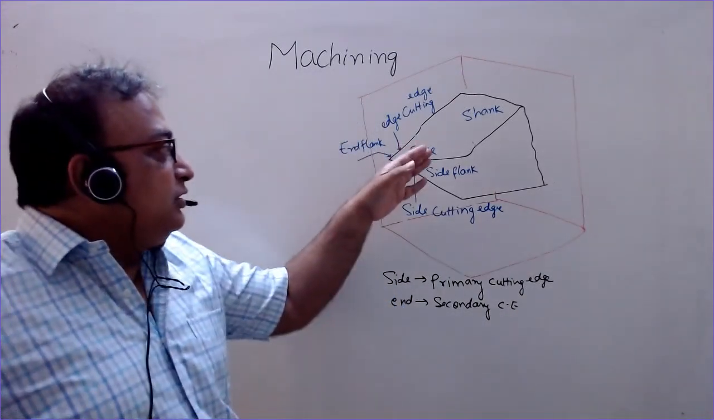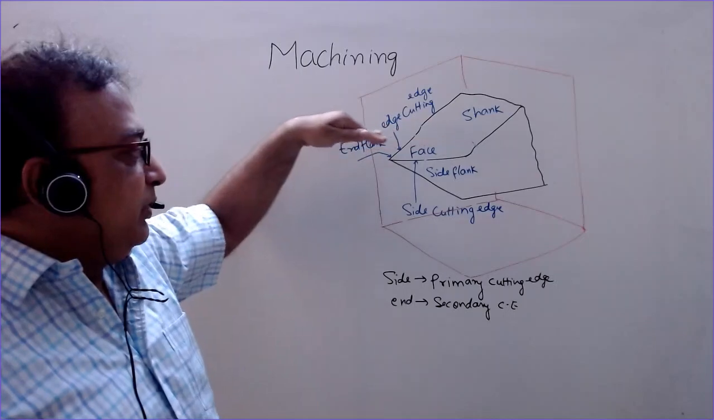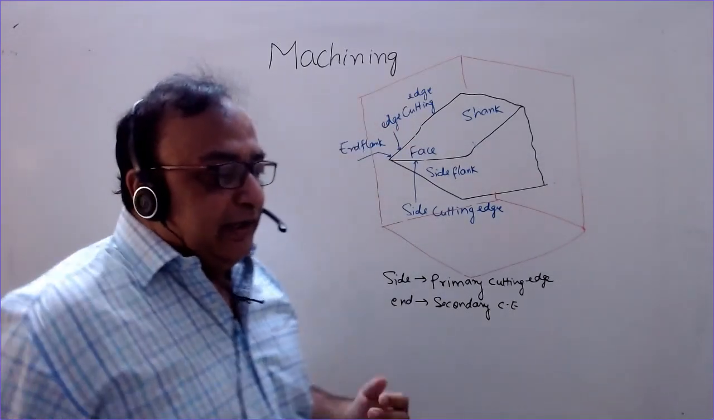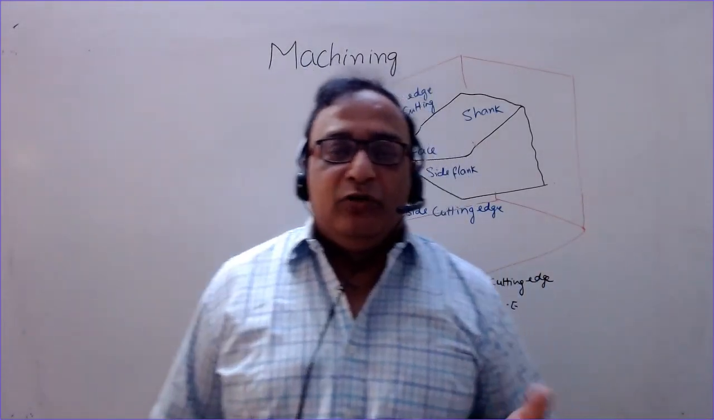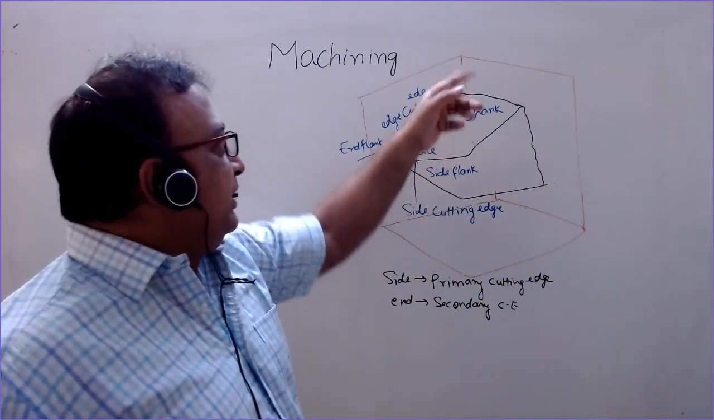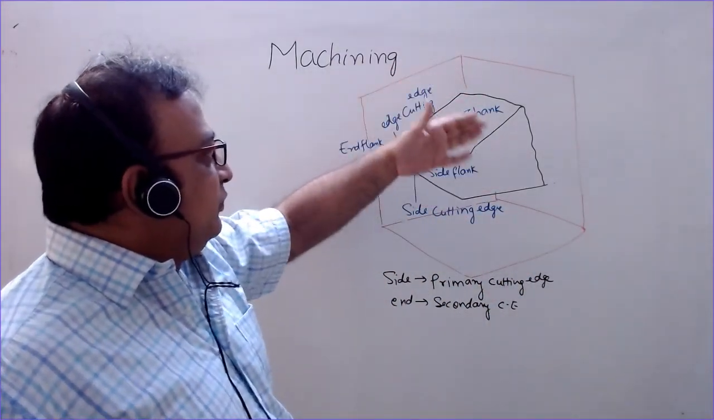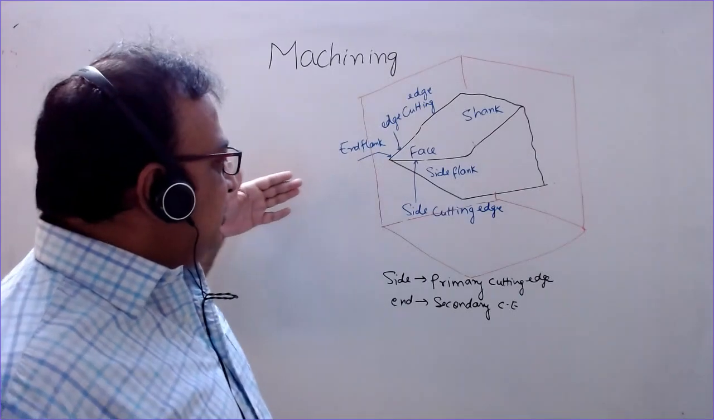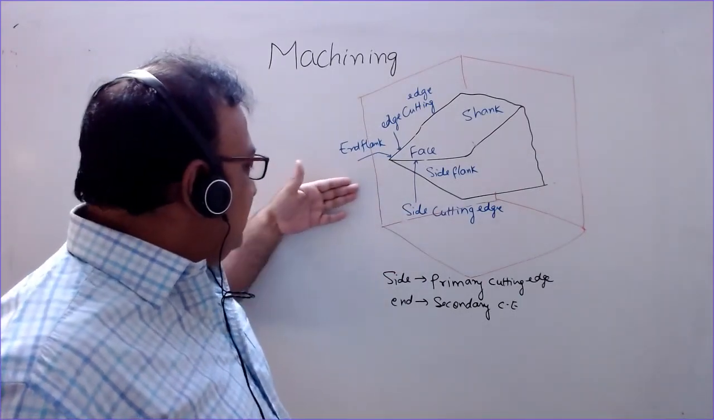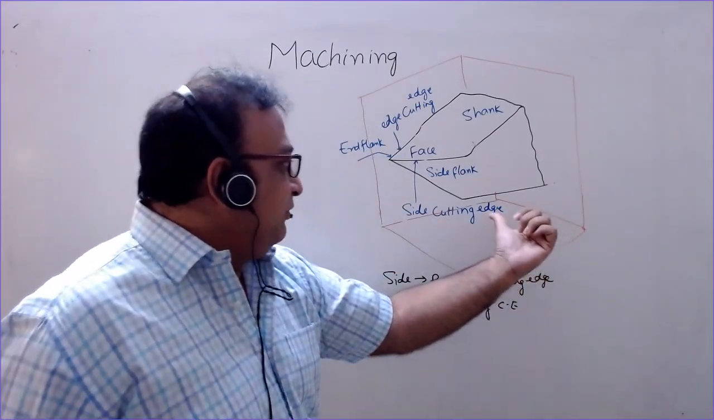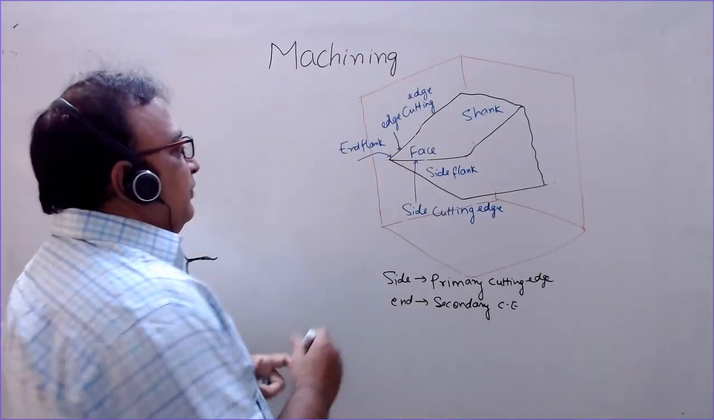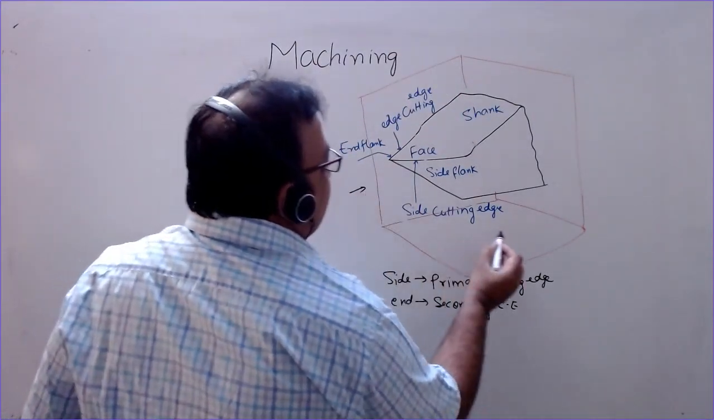This portion of the tool, the front part, is known as the face. It has inclination along two planes. If you view it in this plane, this is the front view of the tool. If I see this from this side, this will be the front view, this will be the side view, and this will be the top view. So we can mark the arrows.